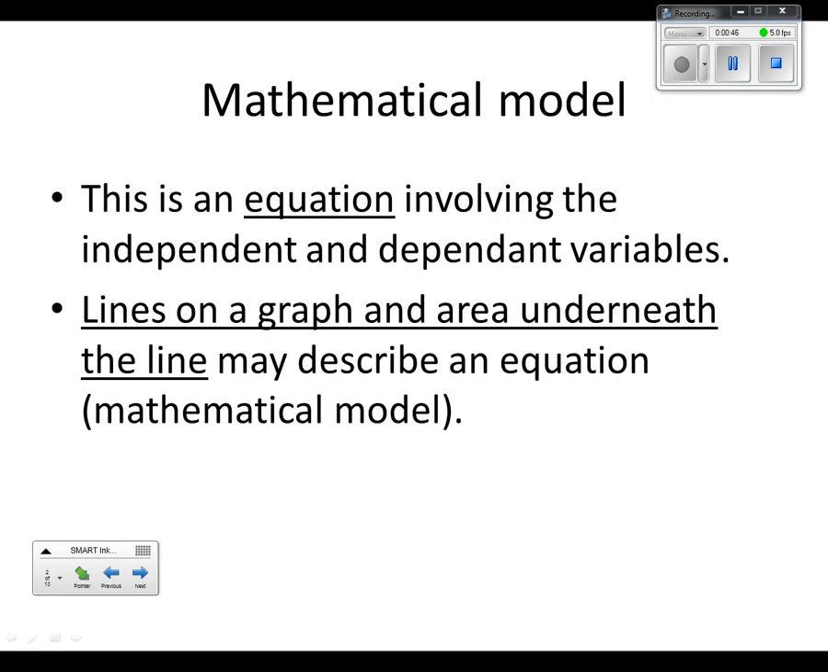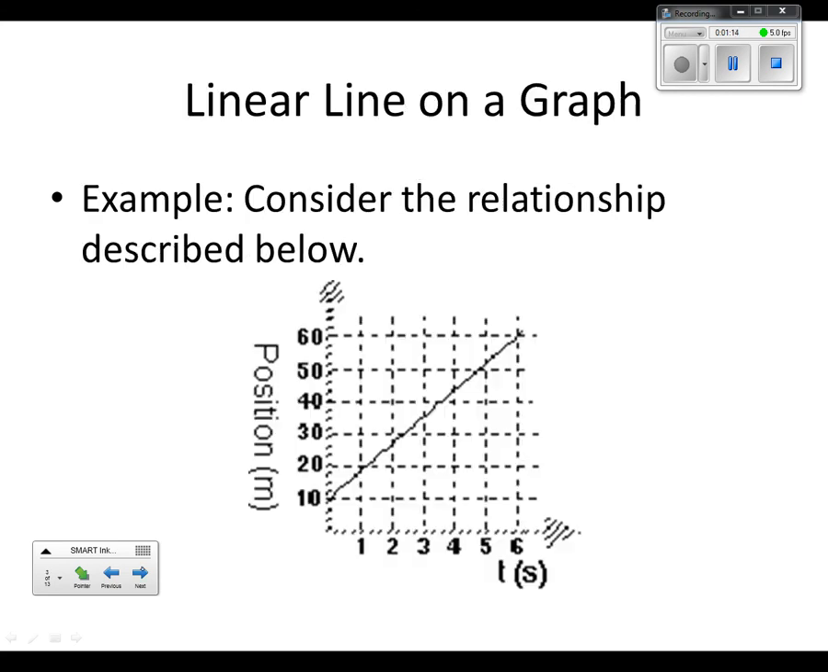So a mathematical model is an equation involving the independent and dependent variables, just like we talked about last week. Now we're going to focus on graphing them to come up with equations. Lines on a graph, or an area underneath a line, may describe an equation, or what I'll call a mathematical model. That is all that is, just an equation. It just represents a line.